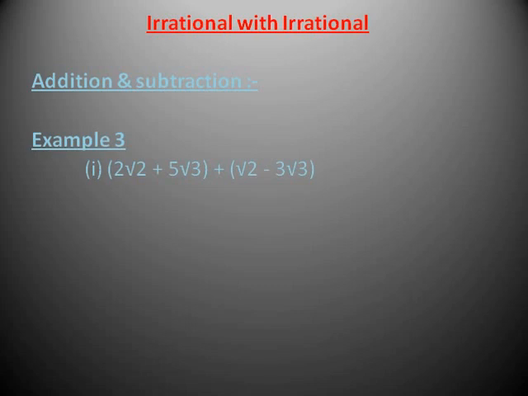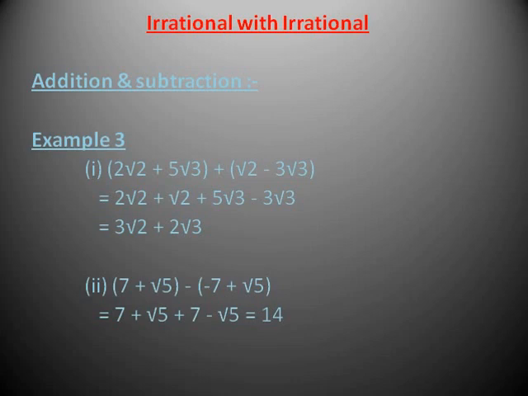So first of all we will open the bracket and write the like terms together. So in the next step we can see here 2 root 2 plus root 2 plus 5 root 3 minus 3 root 3. So the like terms are written together. Like terms can be added or subtracted together. So 2 root 2 plus root 2 we get 3 root 2 and 5 root 3 minus 3 root 3 we get 2 root 3. So the answer becomes 3 root 2 plus 2 root 3 here, and the answer is an irrational number.